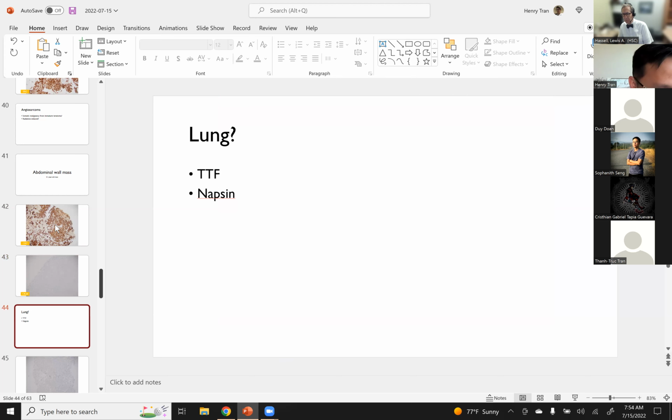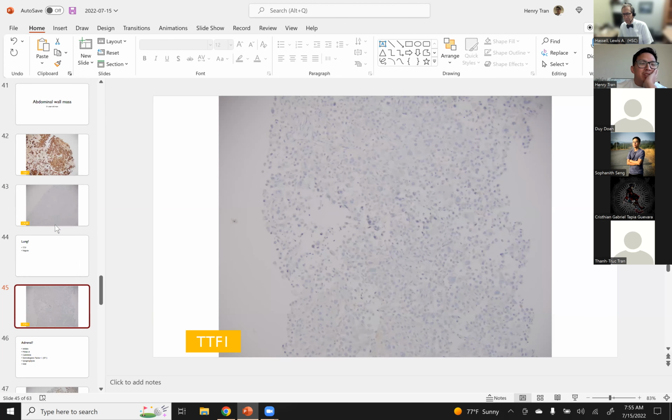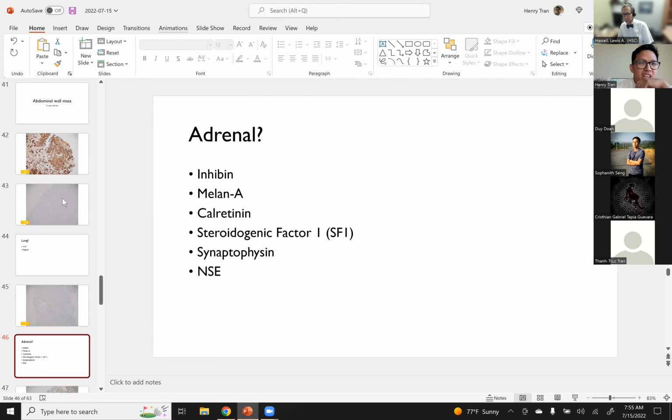So I'm like, wow, okay. Is adrenocortical still in the differential? Is it still a possibility? So I did inhibin, melan-A, calretinin, SF1 and so on. Let's check those out.